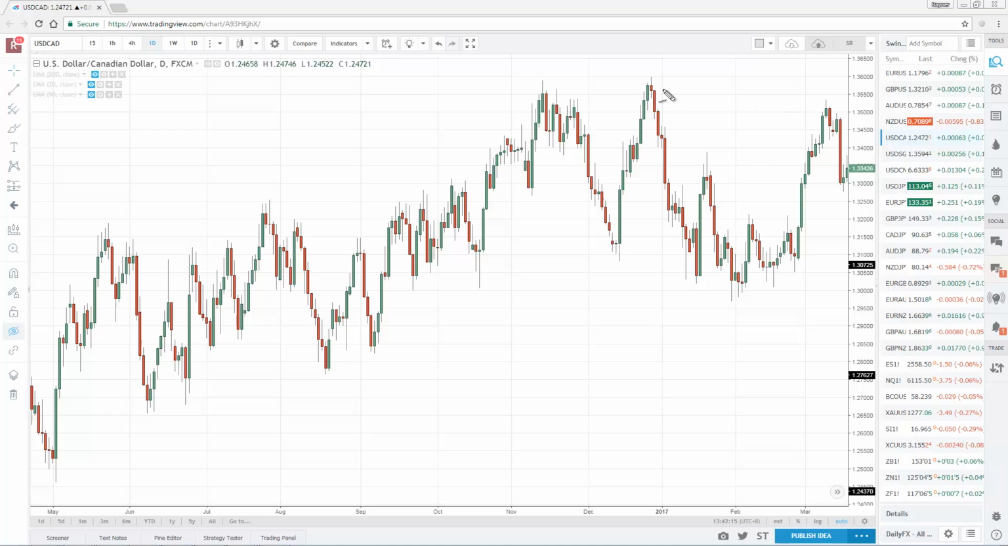I would say this is a variation of the evening star. You have a bullish candle. This one I will consider somewhat as a doji, even though it has closed lower. And this third candle tells you the sellers are in control as it has closed near the lows of this candle.